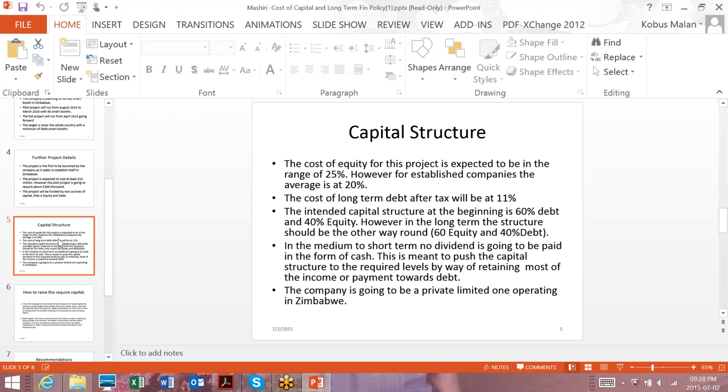Then in the medium to short term, no dividend is going to be paid in the form of cash. This is meant to push the capital structure to the required levels by way of retaining most of the income or making payments towards debts. The company is going to be a private limited company operating in Zimbabwe.